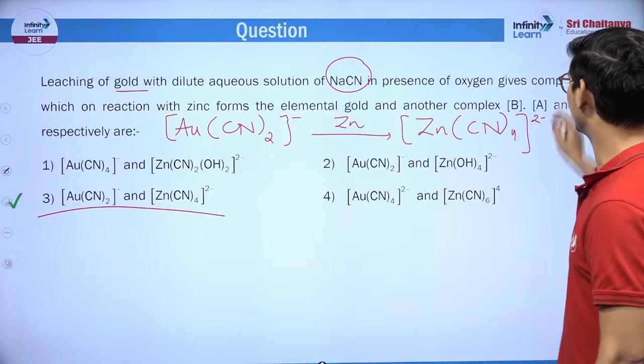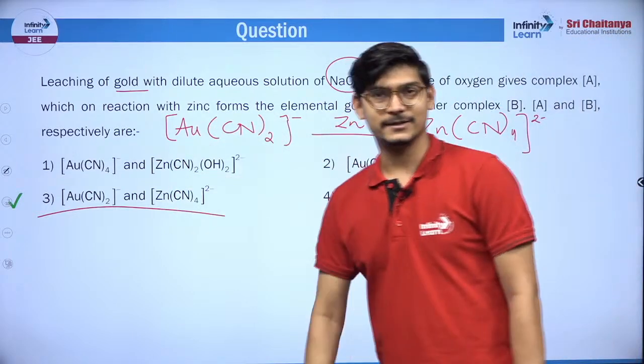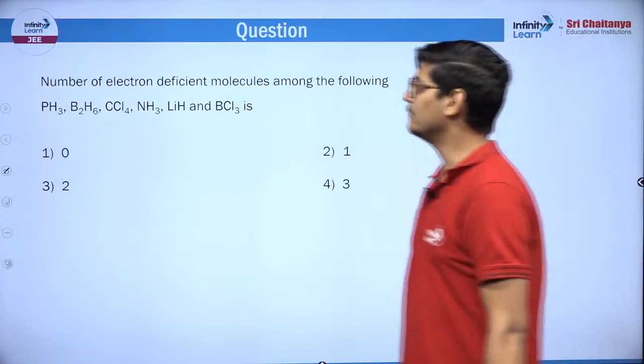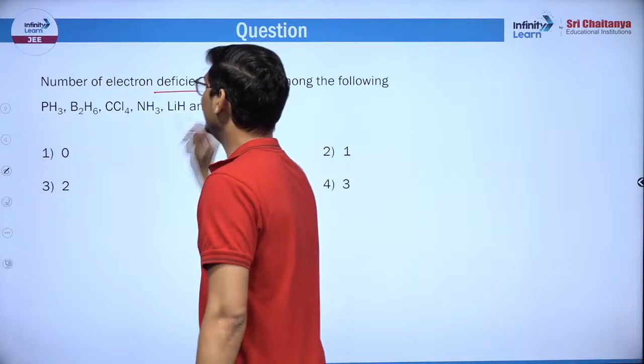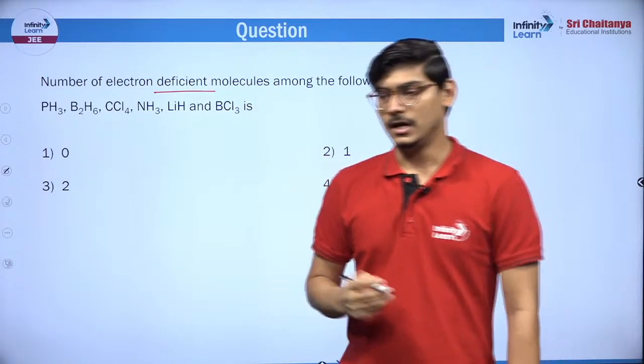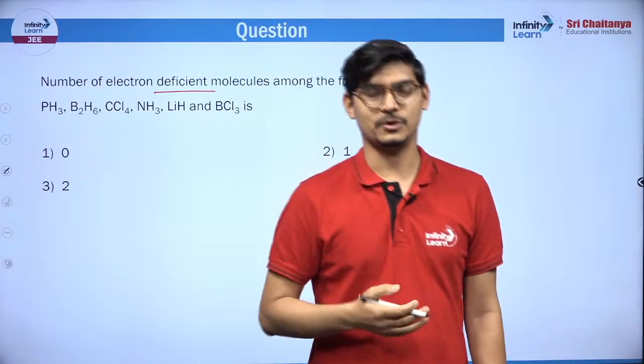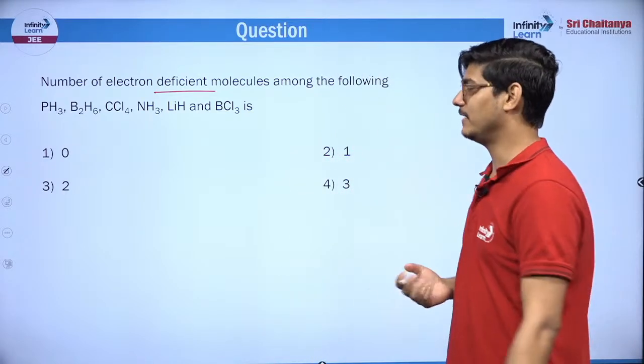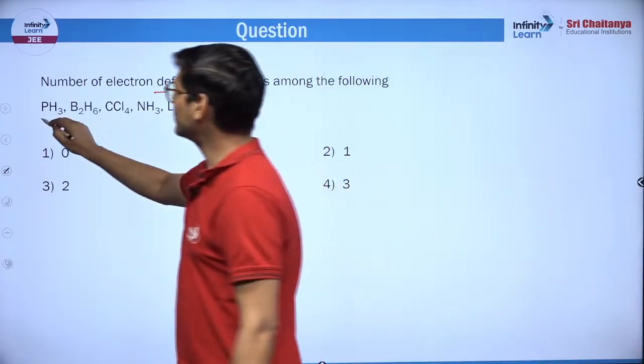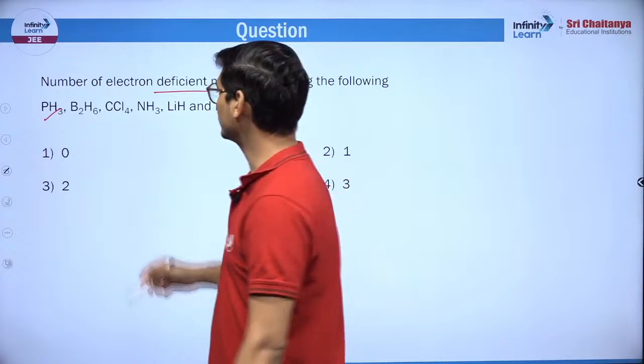Is that clear guys? So A and B, the complexes are this. Then, number of electron deficient molecules. Electron deficient means if it belongs to the first period, hydrogen or helium, it should have 2 electrons. If it belongs to the second period, it should have 8 electrons in the valence shell and so on. So PH3, yes, it has 8 valence electrons.